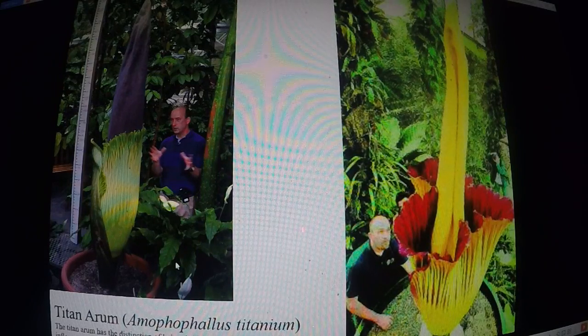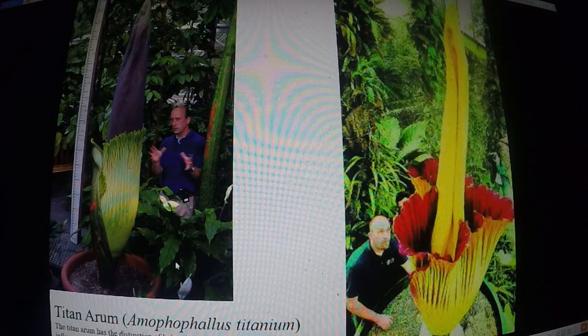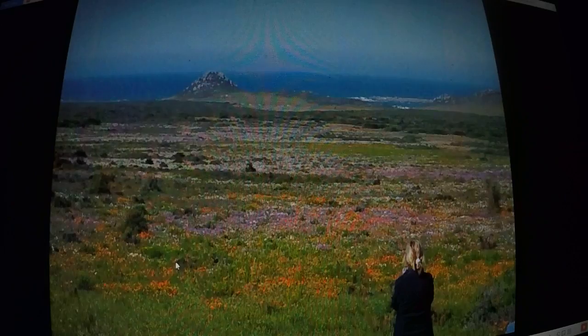These are arums. These are the largest inflorescence, a very large unbranched inflorescence that grows up like this. One of them actually, they had videos of it every day. It was a live camera at Rollins College when it got ready to bloom.